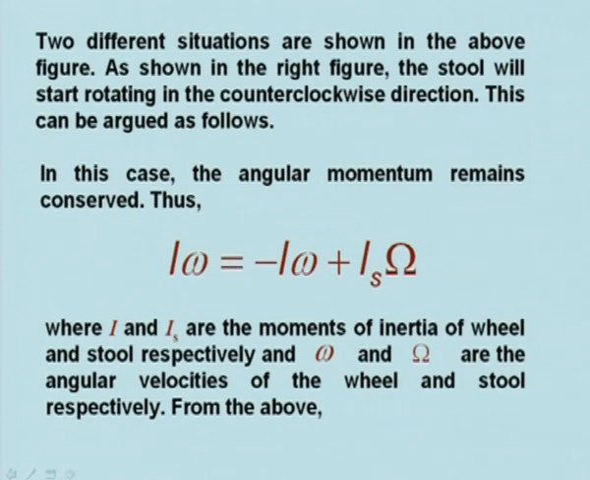From this, since the angular velocity has changed, you can find out the big omega. So this is how it can be done.